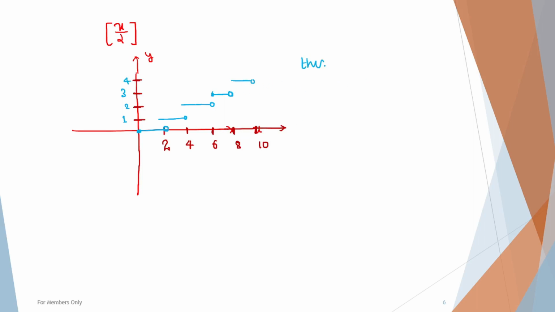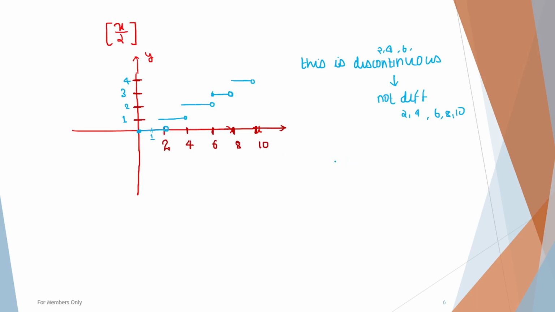So this is discontinuous. Since this is discontinuous, it is not differentiable at 2, 4, 6, 8, 10. It is discontinuous at these points. This is continuous at 1 and also differentiable at 1. But it is not continuous at 2, 4, 6. So since it is discontinuous at these points, it will not be differentiable at these points.